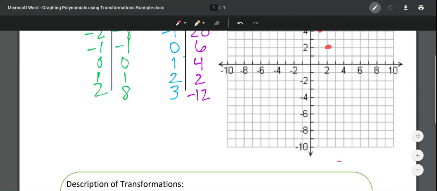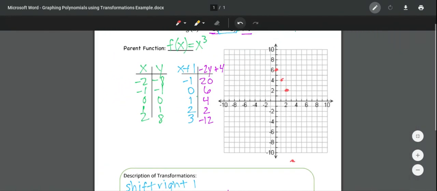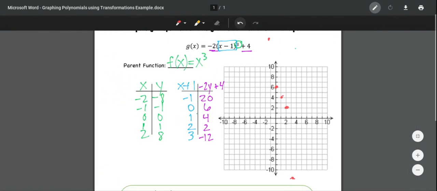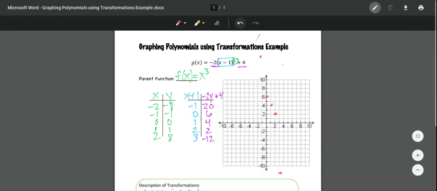Okay, and we want to make sure we put these other points in there just so you get an idea of the way the graph is going. Even if it does go off the graph, it's okay. We're now able to see the shape of the graph. Okay, so then I can connect my pieces together here. And there's my function. Very similar to the parent function of x cubed. It's now just going in a different direction because of that reflection there.